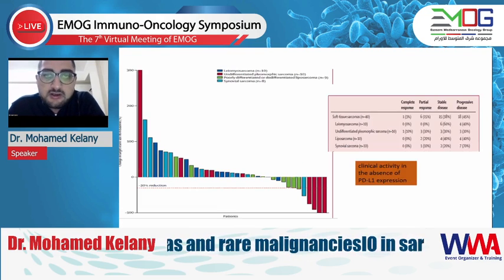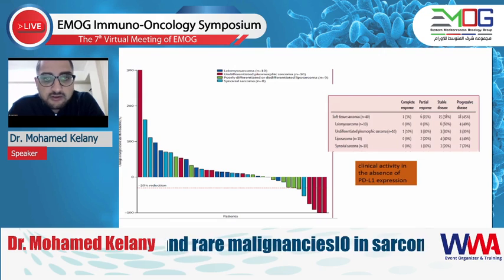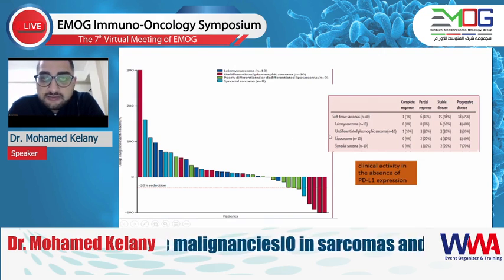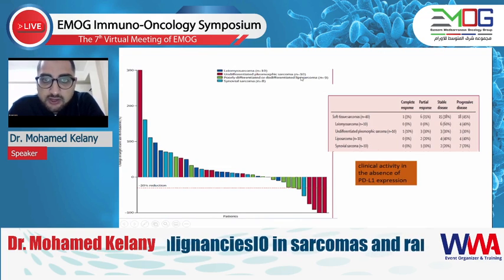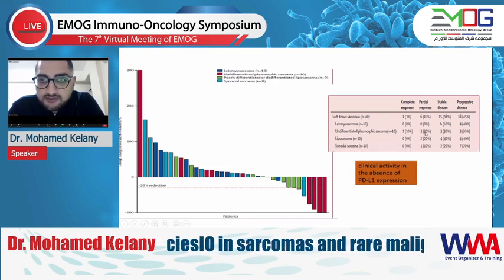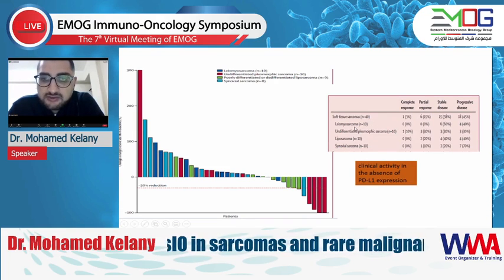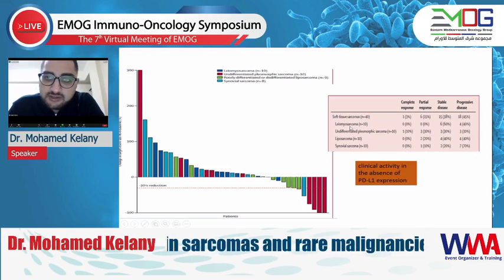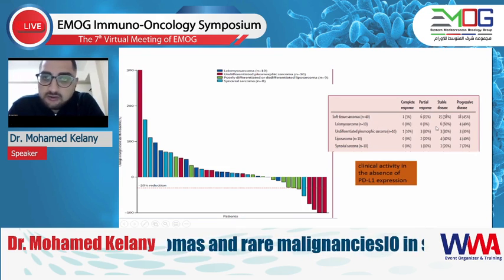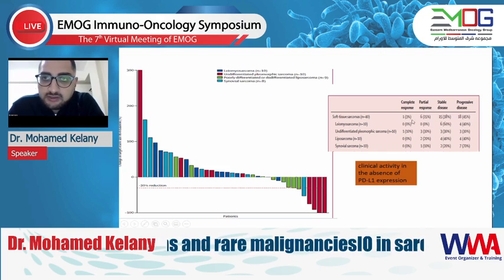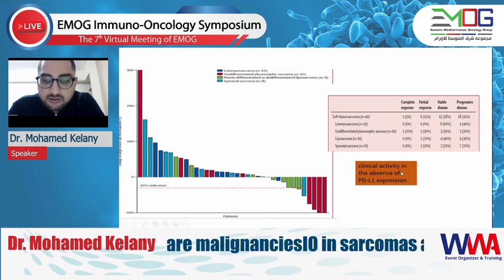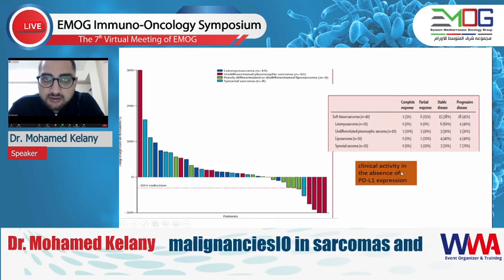If we look here at the waterfall plot of the response in soft tissue sarcoma, we will see that undifferentiated pleomorphic sarcoma, the most common sarcoma subtype, gave a response, and leiomyosarcoma was the least responsive subtype. It only gave stable disease, and no one gave any complete or partial response. This clinical activity again does not correlate with PD-L1 expression.